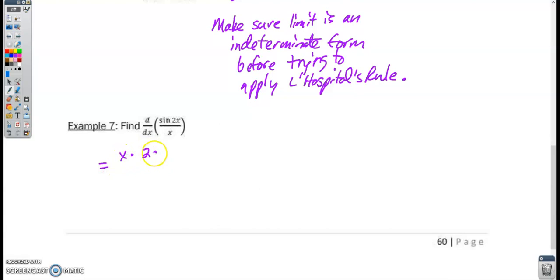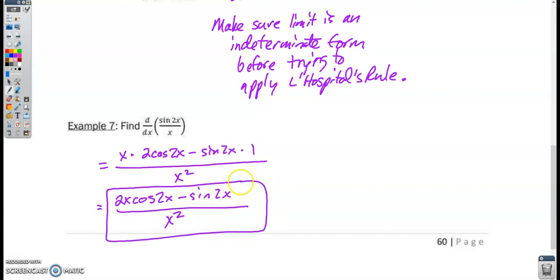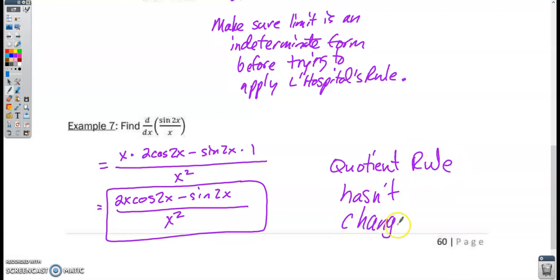Low times the derivative of high minus high times the derivative of low. Square the bottom, and away I go, and I end up with this as my derivative. Okay? Quotient rule hasn't changed, just because we've learned how to use L'Hospital's rule to find limits.